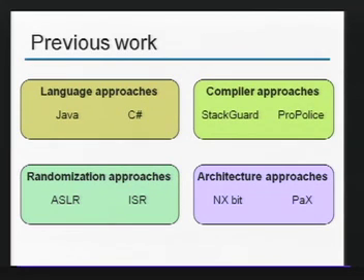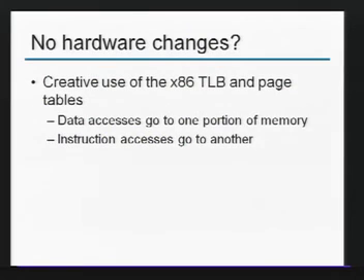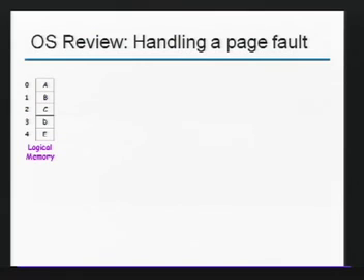So how do I envision this new architecture working? Well, I made a really important claim, and I said that this architecture has to work without making any hardware changes. And yet I'm still saying that I need the processor to be able to be split across these memory spaces and have that enforced. And that's possible on Intel or AMD x86 systems by making creative use of the TLB, which is the translation look-aside buffer, and the page tables. So the TLB is a little teeny hardware cache that caches page table entries for virtual memory. By using this creative work, I can make sure that data accesses go to one portion of memory and instruction accesses go to another. So let me describe that for you.